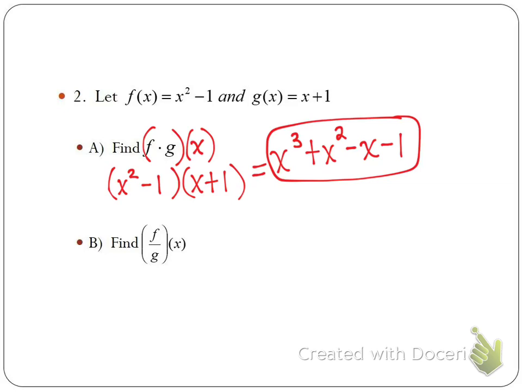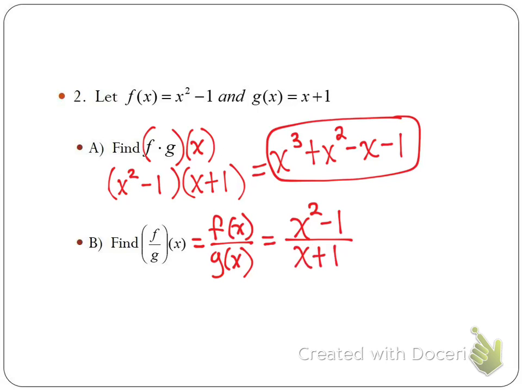All right, letter B for number 2 is probably one of the trickier problems. What type of problem is it? A division problem. So I would recommend treating these division problems with a big fraction bar. Again, we would put f of x on the top since they put f on top, and g of x on the bottom since they put g on the bottom. So on my numerator, I'm putting x squared minus 1, and in the denominator, x plus 1.